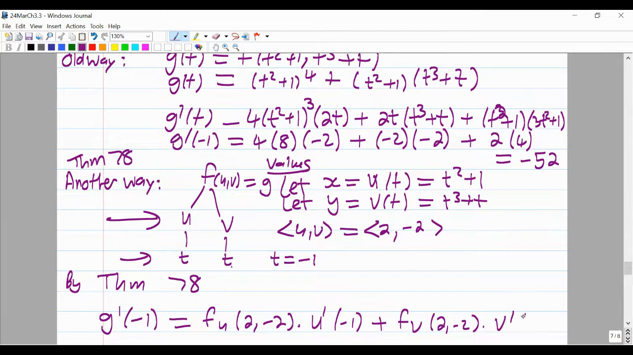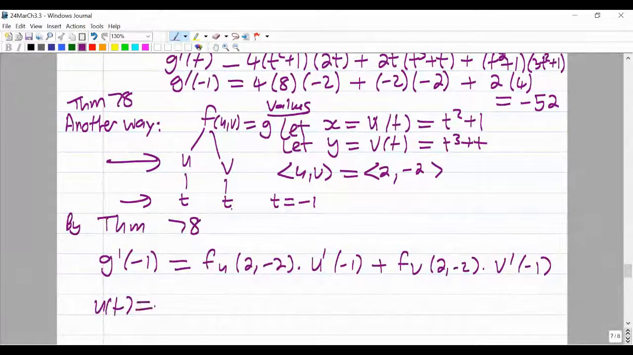So you've got to make sure you don't make numerical mistakes. And now let's quickly do the maths. So u is equal to t squared plus 1. What's the derivative of u, anybody? It's 2t. You see, it's very easy. And so if you plug in minus 1, it becomes minus 2.